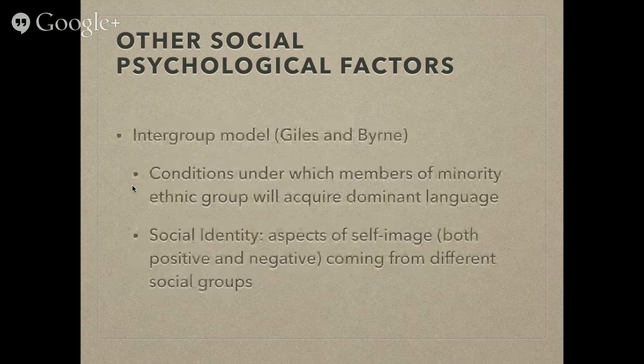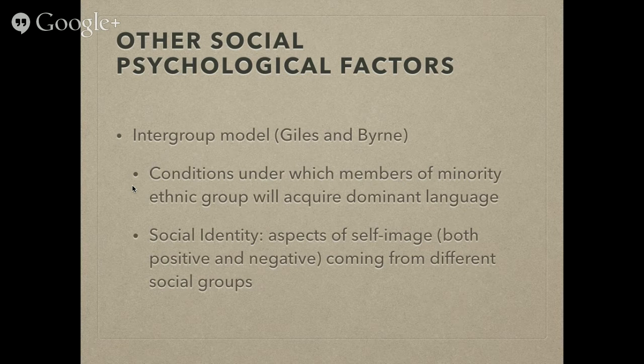Okay, and then we have also Giles and Byrne. They came up with this intergroup model. Basically it talks about the conditions under which members of a minority ethnic group will acquire the dominant language. So if you have a group of people from an Indian community living in the middle of, let's see, Midwest America, the idea is that you look at the conditions of those people and whether or not they will acquire the dominant language of English in that area.